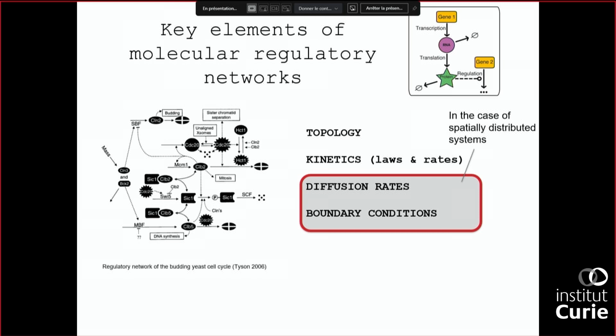And in the case of spatially distributed systems, you also need to take into account the diffusion rates and the boundary conditions, but this is not something we're going to discuss much today. The item that we don't have here is the chemical, right? So we don't really care about the chemicals.